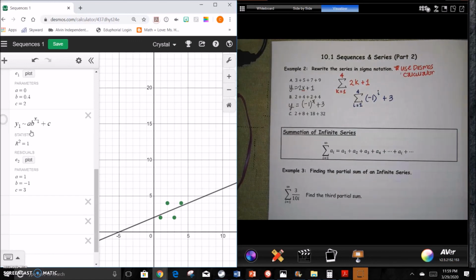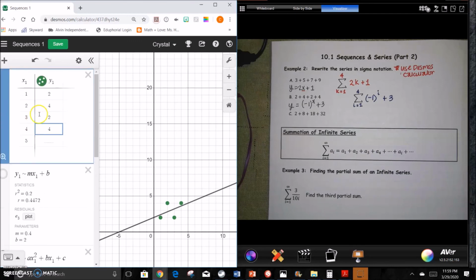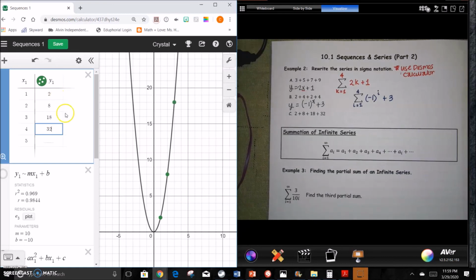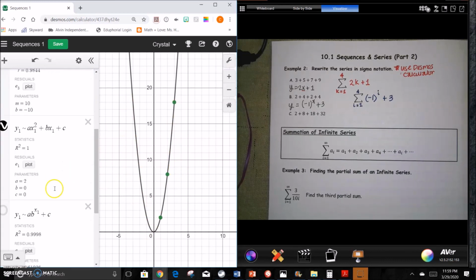Okay? Last sequence. Go back up here to my table. I'm going to put in 2 for the first term, 8 is the second term, 18 is the third term, and 32 is the fourth term. Quadratic, just by looking at the graph on the right hand side, it's got a U shape. So that's where I'm going. Quadratic. And look at that, the R squared value is 1. And it says my parameters are A is 2, B is 0, and C is 0. As long as A is not 0, then we are in good shape for quadratic.